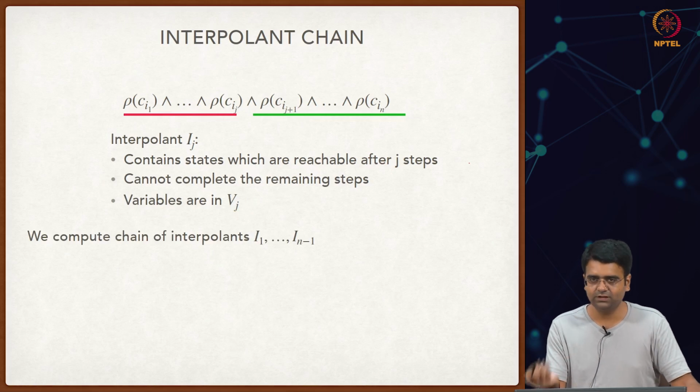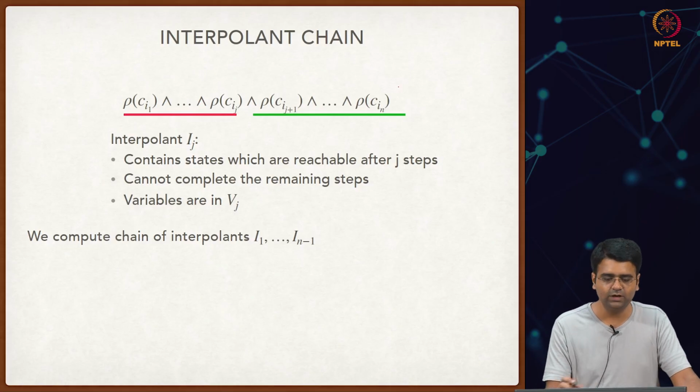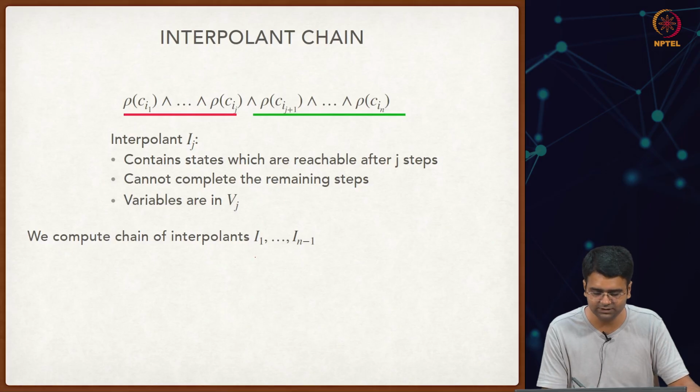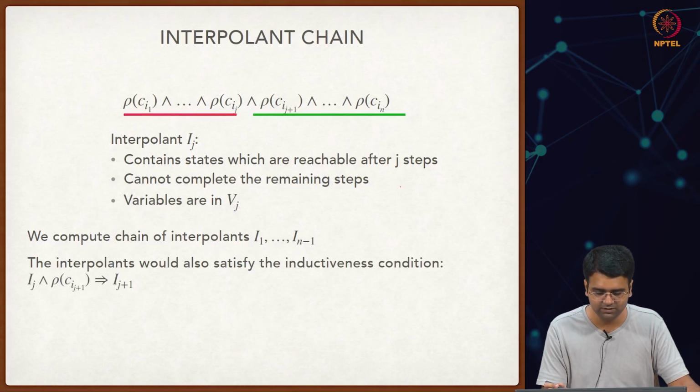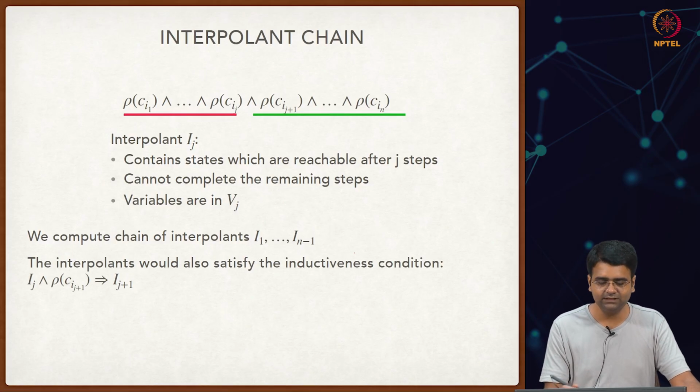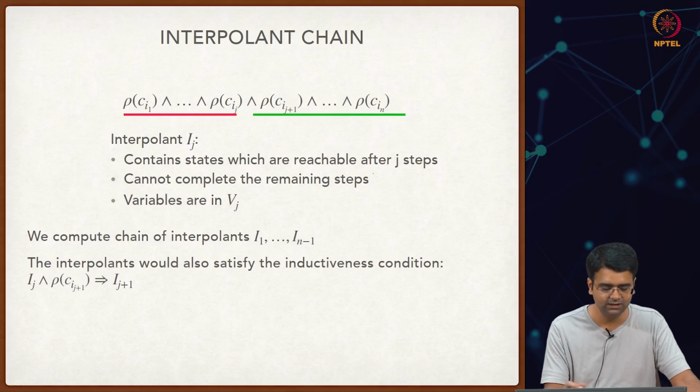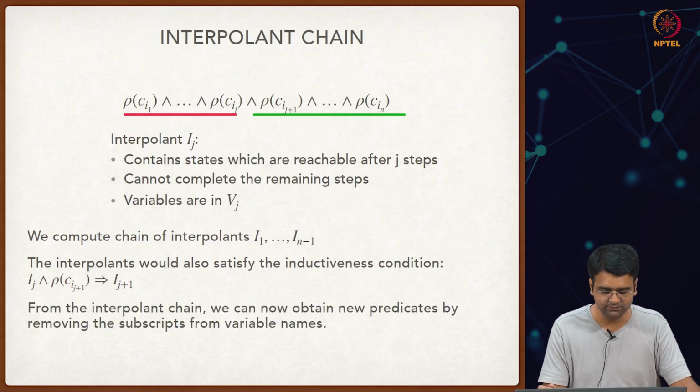So as I mentioned, our goal is to essentially consider every possible partitioning. For every partitioning we will get a new interpolant. So what we will compute is a chain of interpolants, I1 up to In minus 1, and the reason they are called a chain is because they will also satisfy this inductiveness condition, meaning that Ij and row Cij plus 1 will imply Ij plus 1. So this formula is going to be valid, okay.